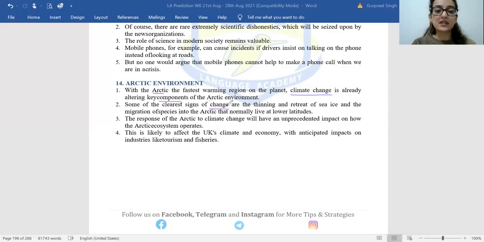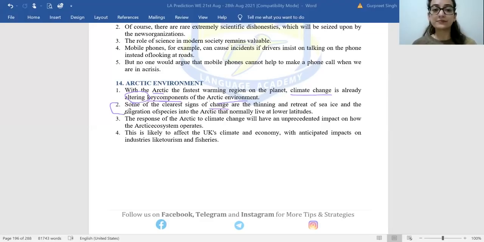like they have said, some of the clearest signs means what are the examples of the change that they talked about in the previous sentence, that the key components in the Arctic environment are being altered. And I hope altered makes sense. Altered means being changed. And then they're giving examples of what is happening: thinning and retreat of the ice, migration of species into the Arctic that normally live at lower altitude.